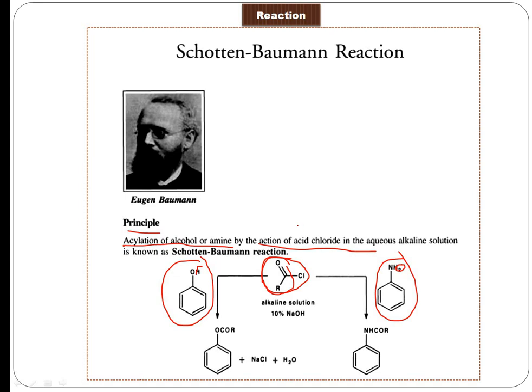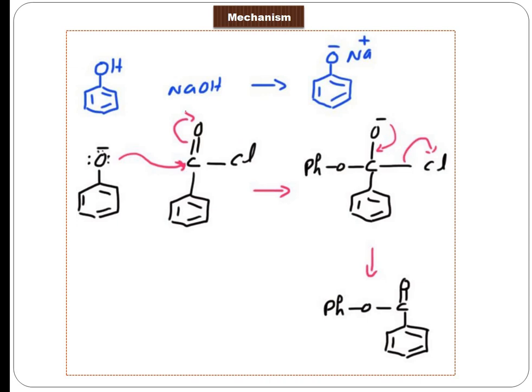Fine. So let's look at the mechanism in shortcut. I'm just showing here the mechanism of phenol. The same mechanism works with the amines. Now this is your phenol. We know oxygen is highly electronegative. So this OH bond is more towards oxygen. That means phenol is acidic, and we know it is acidic in the lab.